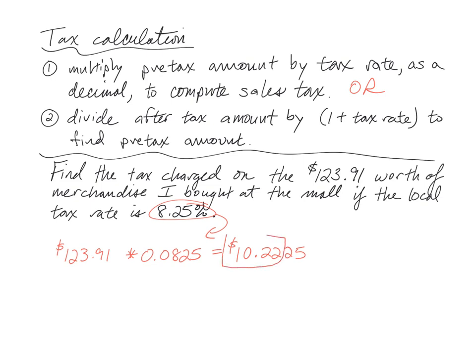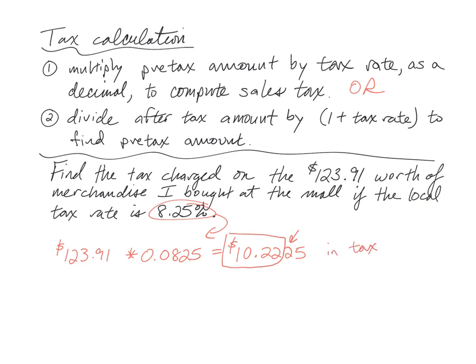And yes, if this number is 5 or greater, you have to round up to the next cent. That is exactly how governments work. That is how you are to calculate tax. If it rounds up, government wants the money. All right, so it's $10.22 in tax.